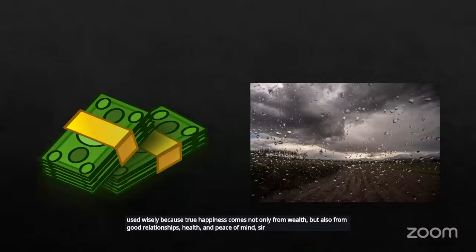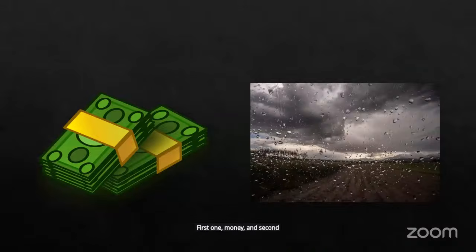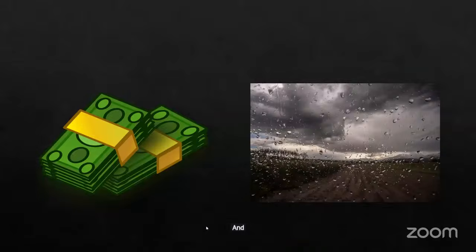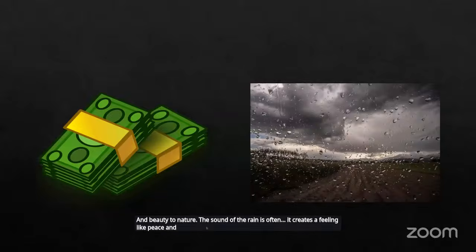First one, money. And second one, rain is one of nature's blessings that refreshes the earth and fills the surroundings with beauty and calmness. It also cools the environment and brings freshness and beauty to nature. The sound of the rain often creates a feeling of peace and joy, and relaxation.